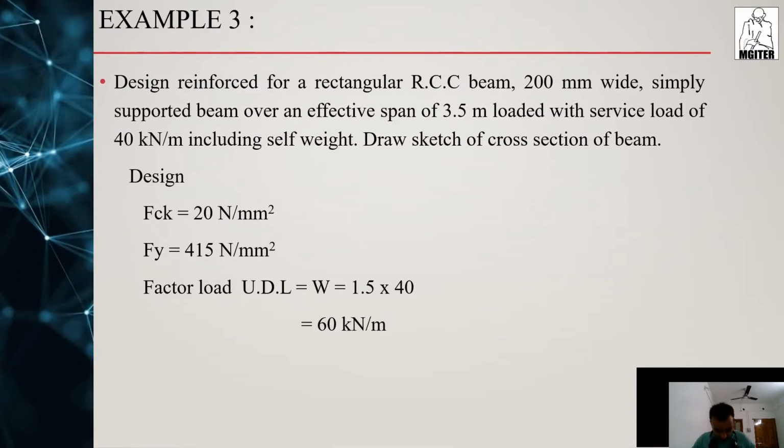So this is the first example for the design. Design a reinforced rectangular RCC beam, 200 mm wide, simply supported over an effective span of 3.5 meters, loaded with a service load of 40 kN, including self-weight.